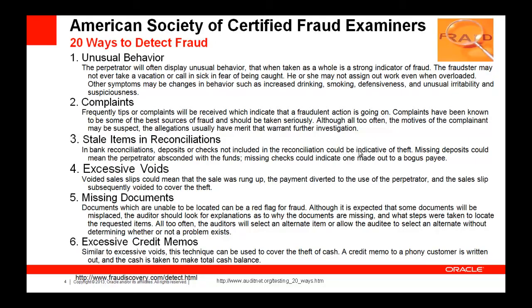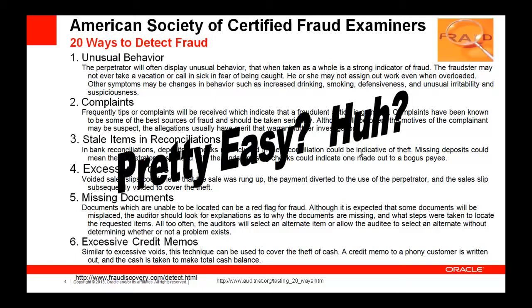Now there is the Association of Certified Fraud Examiners. It's a very prestigious organization that has been noting different ways to detect fraud and actually publishes this list of 20 ways to detect fraud. And they talk about unusual behavior, where the perpetrator will often display unusual behavior. They'll talk about complaints, excessive voids, missing documents, a number of different things to look out for, right? So this all seems pretty easy, huh? But in actuality, trying to implement this is quite difficult. So you need to go beyond just human ways to combat fraud. You need to go to more automated, data-driven ways to combat fraud.